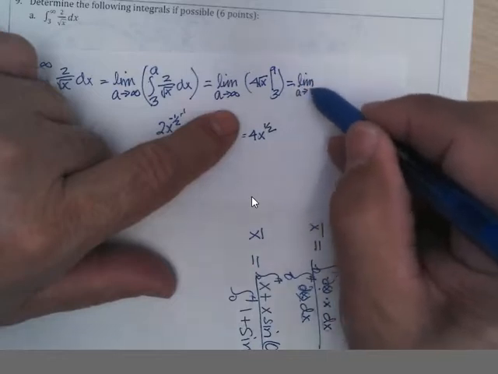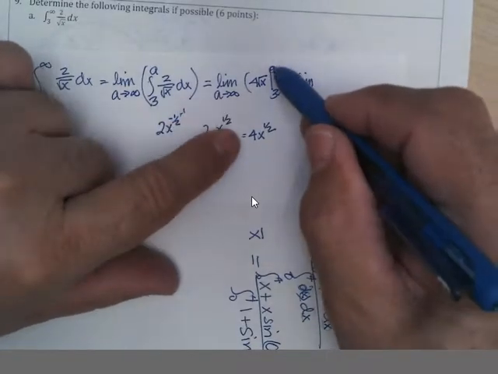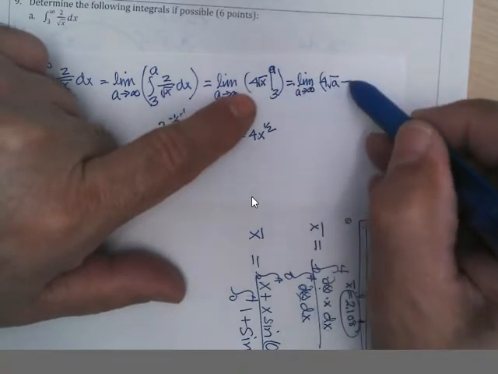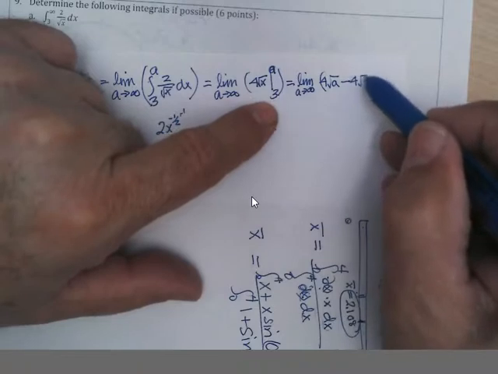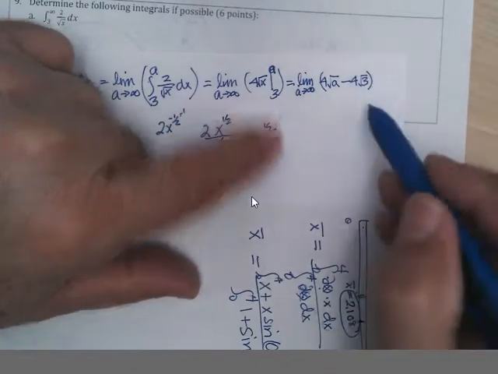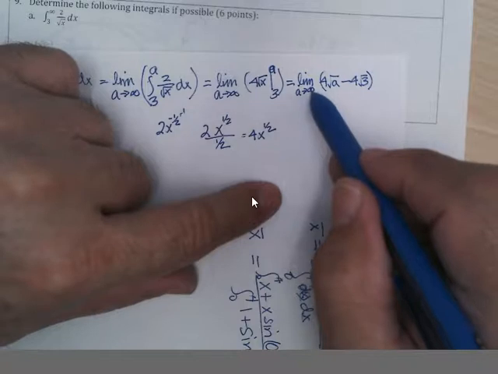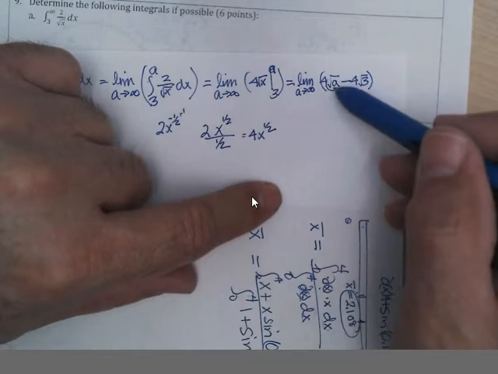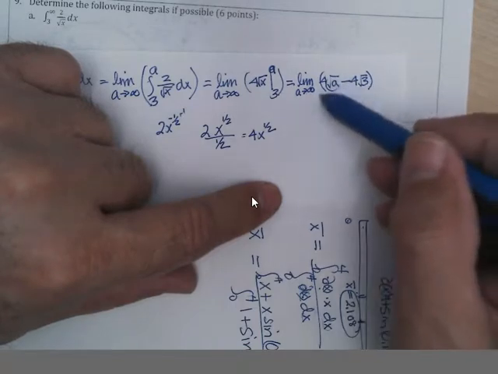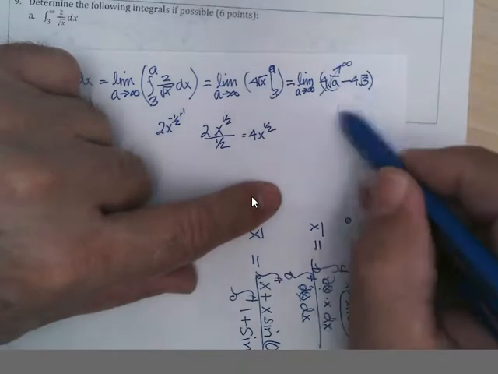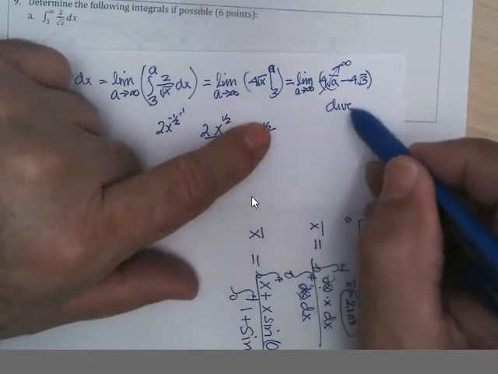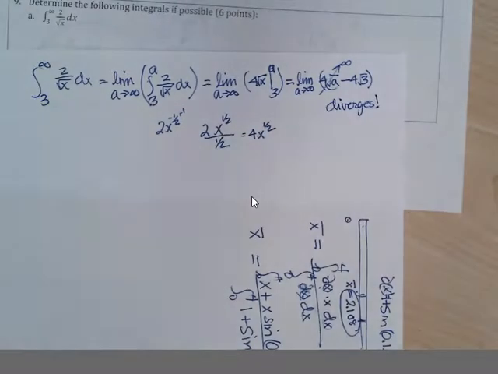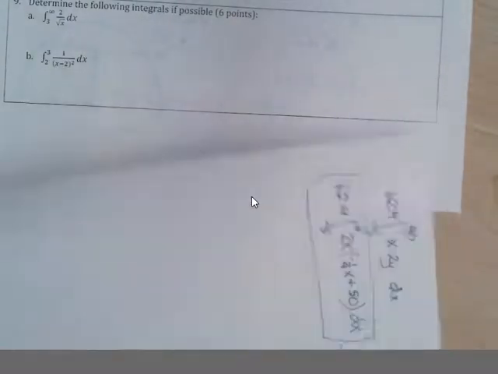As a approaches infinity, I put in the a first, so I get 4 square root of a minus 4 square root of 3. Now I look at this and see what happens as a goes to infinity. Does this approach something or blow up? Well, the square root of infinity gets infinitely large, and so therefore this diverges. It's divergent. It diverges. Okay? So let's go to the next one.